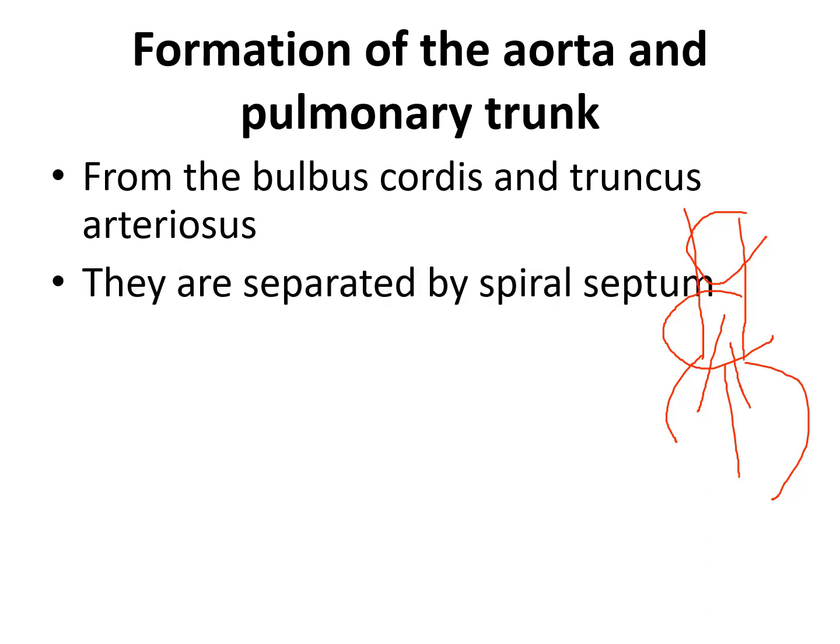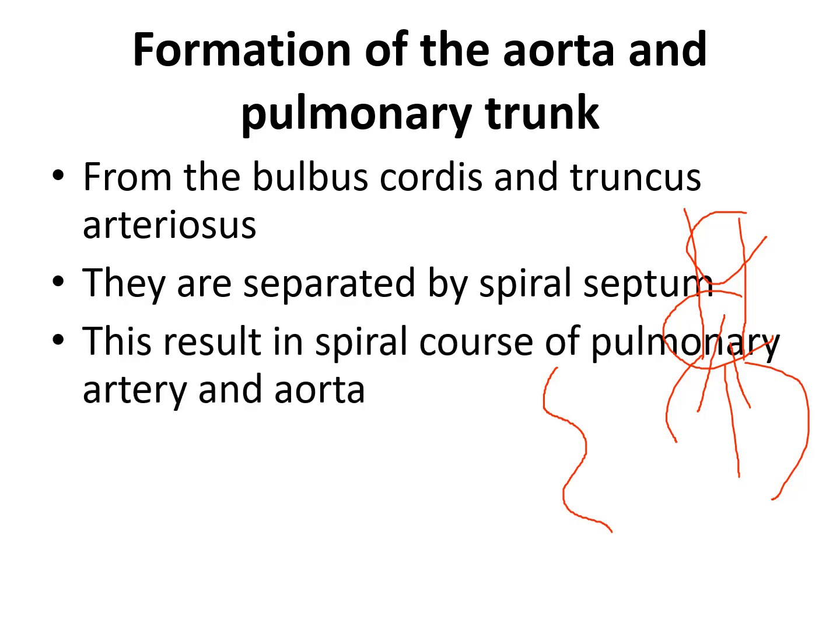The hallmark of this separation is that these two structures are separated by a septum which is not straight. This septum is not straight, it is a spiral septum. We'll explain how. So the result will be a spiral course of the pulmonary artery and the aorta. If I ask you in the cadaver which is on the right and which is on the left, it will not be easy, because they have a spiral course.